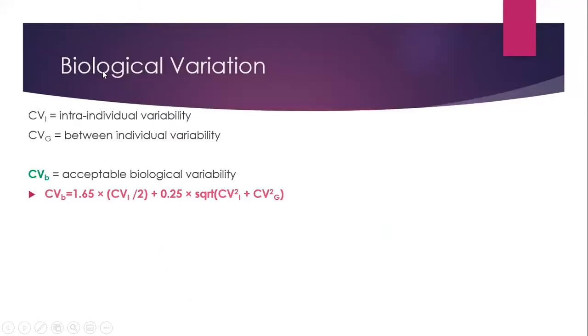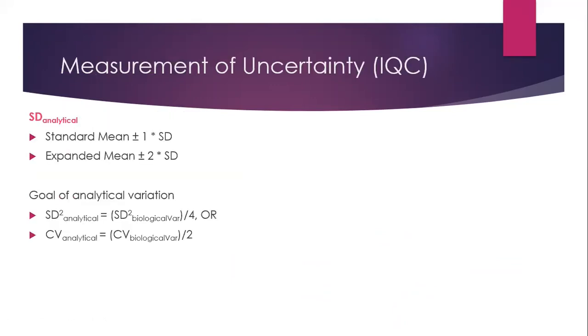What is biological variation? Biological variation includes these two values. The first is the intra-individual variability. The other is between-individual variability. By using these two variations, we calculate the biological variation. And we also have published values of biological variation.